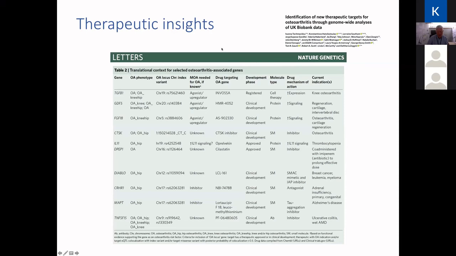This is a table from a paper by Eleanor Zengini and colleagues published a couple of years ago. It is from one of the largest GWAS studies performed so far in osteoarthritis, using the UK Biobank. Having got signals, genes, and potentially causal polymorphisms, Eleanor and her team then asked: are there any therapeutics out there that have efficacy that one could potentially apply to osteoarthritis? Some simple examples are TGF-beta1, where you've got Invossa, a cell therapy that is possible, can be used, and is under trials.